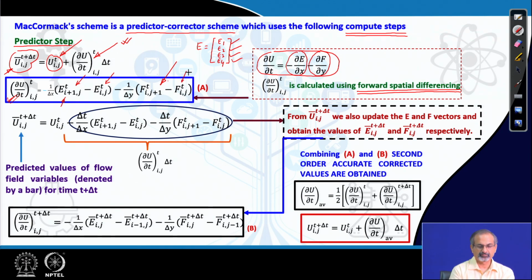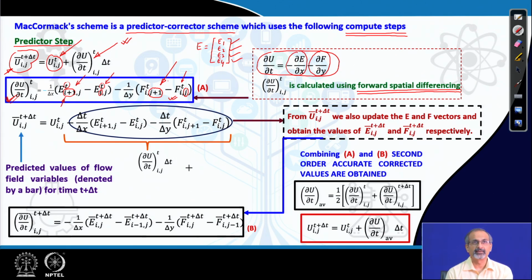Similarly, for F, each component is forward differenced: (i+1, j) minus (i, j) at the same time t, divided by delta x. This is of course a first order accurate forward differencing. The same applies for F. Remember that F is the flux vector along the y direction, and therefore the forward differencing is along the y direction. So the j index changes while i remains fixed. Here the i index changed while j remained fixed. That is how, by using forward spatial differencing, we assess del u del t.